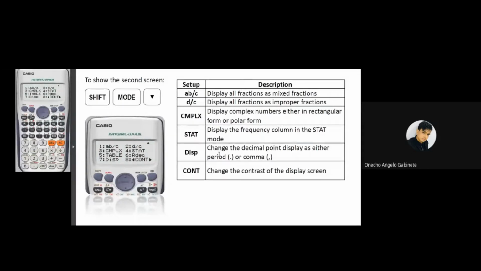Then meron po tayong cont. Ito po yung contrast ng display screen. Like halimbawa, masyadong maliwanag sa room mo, so pwede mong i-adjust yung contrast ng calculator para mas luminaw yung mga text.